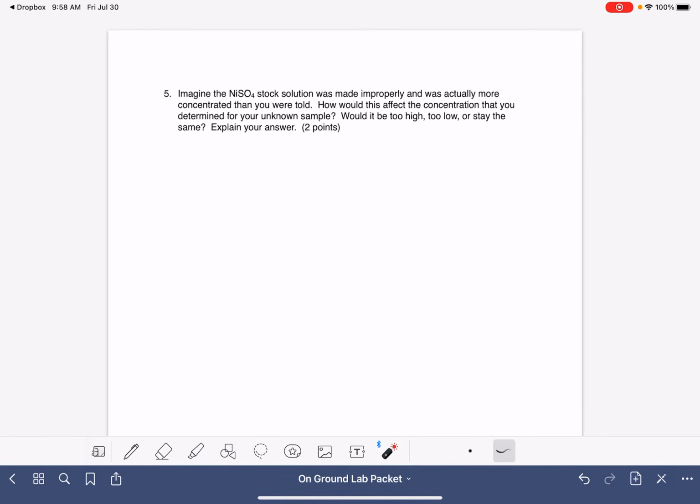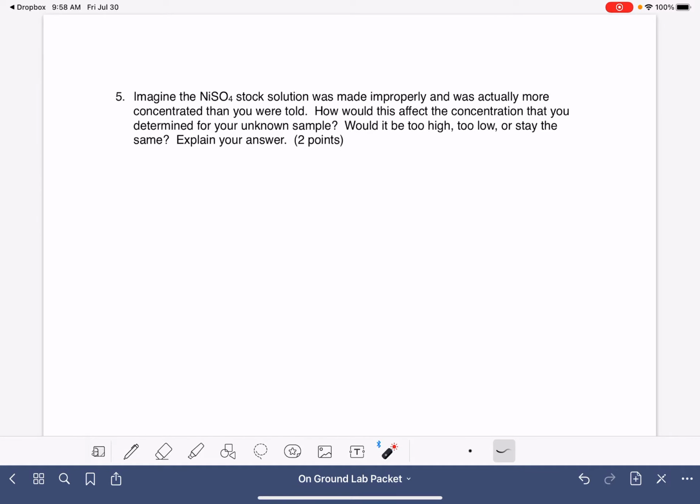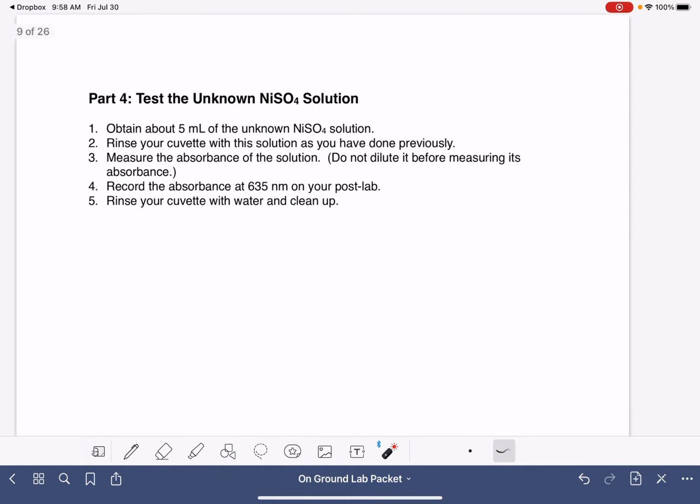The last question, this one's actually kind of tricky. In this question, I want you to imagine that the stock solution was actually more concentrated than you were told. How would this affect the concentration that you calculated or determined for your unknown? So let's back up. What is the stock solution? What are we actually talking about here?